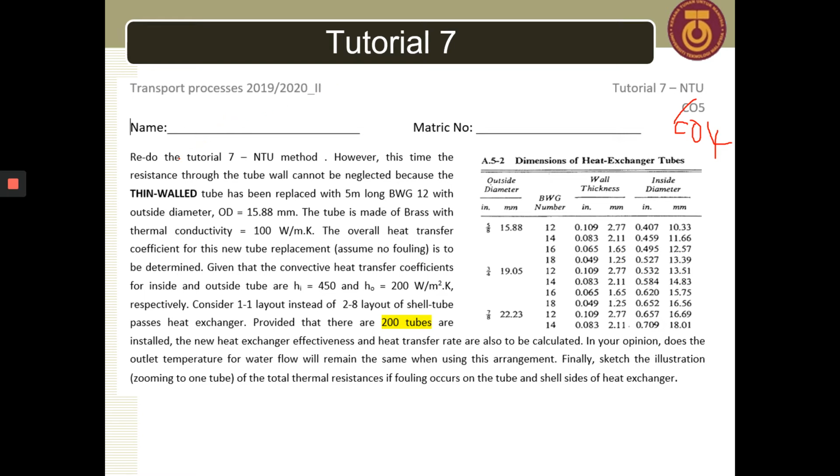For tutorial 7, it is specifically mentioned that you have to use the NTU method. Or not? Oh yes. No, here it is actually redo tutorial 6. Oh, my mistake.